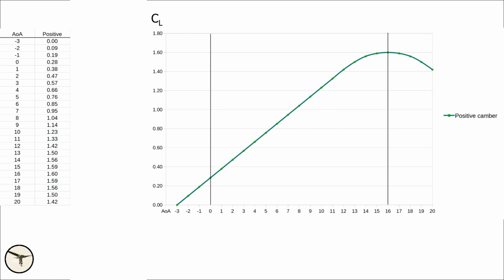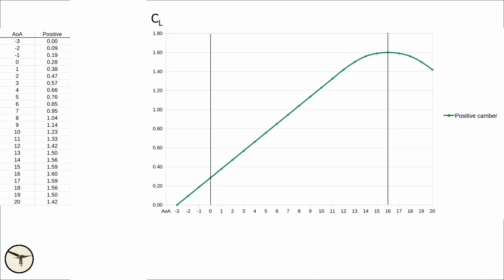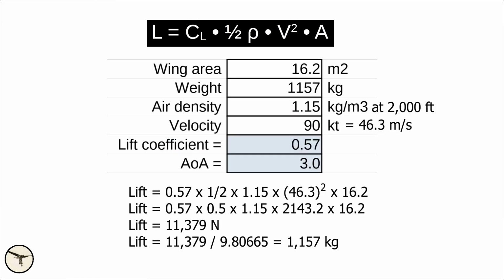This graph shows the relation between the angle of attack and the lift coefficient for a Cessna 172. Since the wing has a positive camber, the wing produces lift at zero angle of attack. But the lift coefficient is only 0.28, so the aircraft must travel at a very high speed to stay airborne. At 3 degrees angle of attack, the lift coefficient is doubled to 0.57. This corresponds with a speed of 90 knots at 2000 feet at maximum weight.